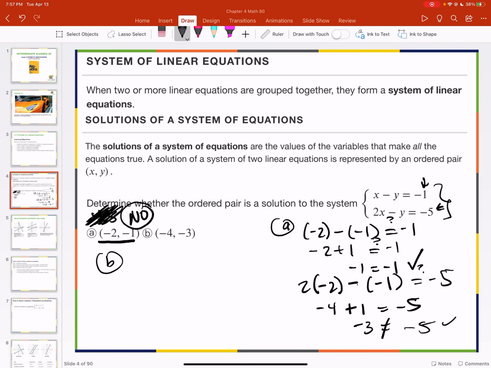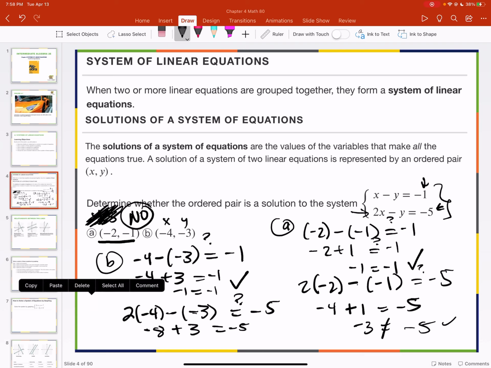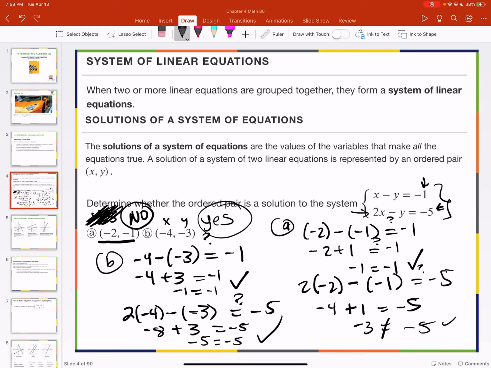So let's try B. Here we have x, y. So -4 minus -3. Does that equal -1? -4 plus 3. And that does equal -1. So that one checks. But now we need to check equation 2. So 2 times -4 minus -3. Does that equal -5? -8, and these two become a plus 3, -5. And it does. -5 does equal -5. So then, yes, the second one is a solution to the system, okay?